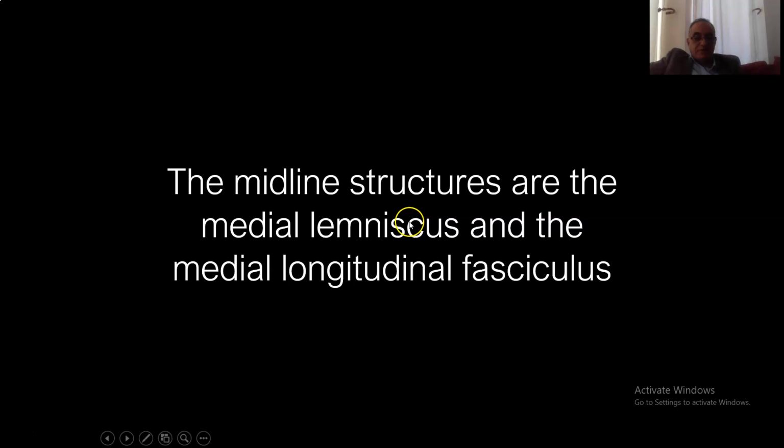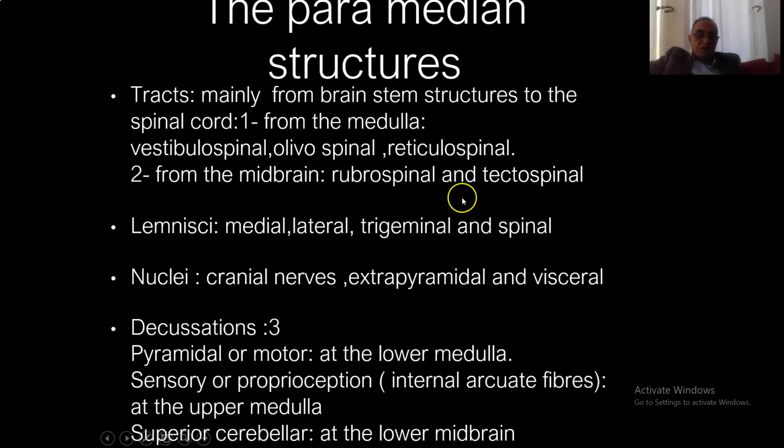The midline structures, as we said, and as you know, are always the medial lemniscus and the medial longitudinal fasciculus. The paramedian structures, not peripheral, not central, paramedian. The brainstem structures in the spinal cord. From the medulla, we have the different nuclei, vestibular nuclei forming the vestibulospinal, olivospinal, reticulospinal, and the ascending tracts, the spinovestibular, spino-olivary, spinoreticular. From the midbrain, rubrospinal, from the red nucleus, tectospinal from the tectum. Paramedian structures also, as we will see now, the medial, lateral, trigeminal, and spinal lemnisci, and the nuclei of the cranial nerves, nuclei of the extrapyramidal system, and the visceral nuclei.